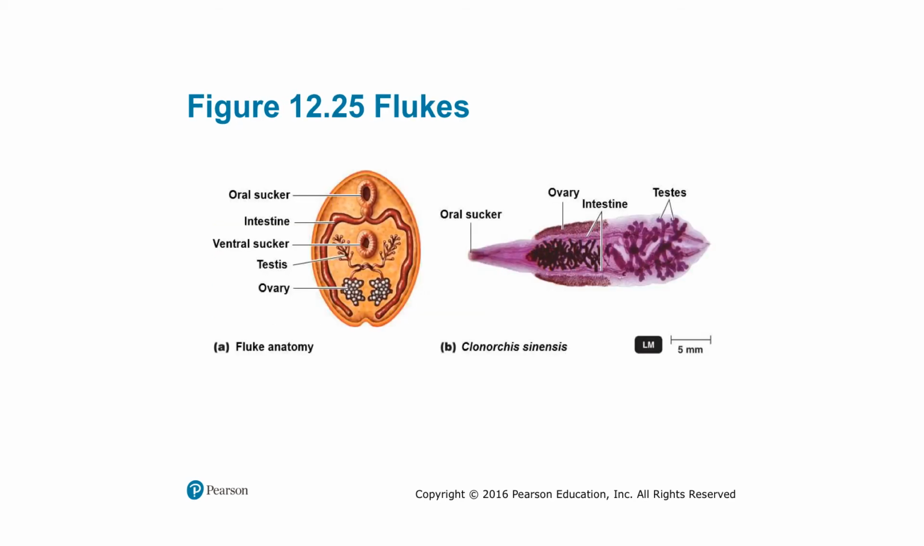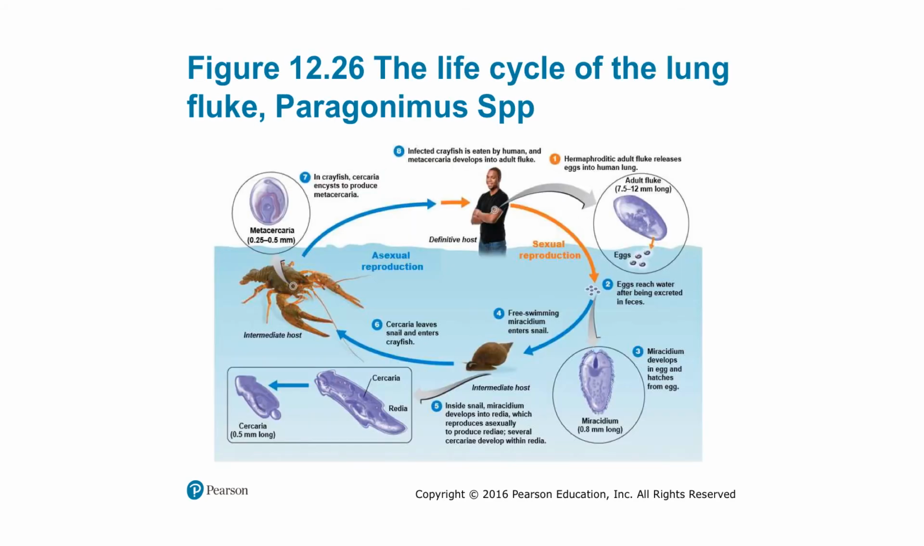So here you can take a look at the anatomy. You've got the oral sucker and the ventral sucker, and you can see the intestine and the testes and the ovaries, so they are going to basically have both of them in there at the same time. The Clonorchis sinensis is another example, so this is one of the ones that you might see. This is the Asian liver fluke right here. It has an incomplete digestive system, and heavy infestations may block bile ducts from the liver because it's trying to get that food.